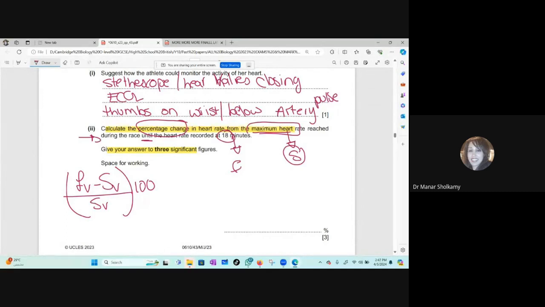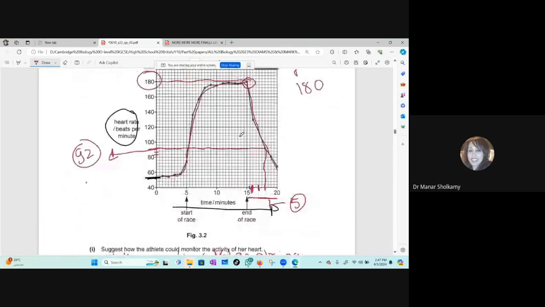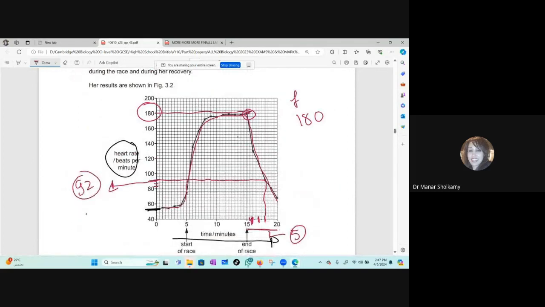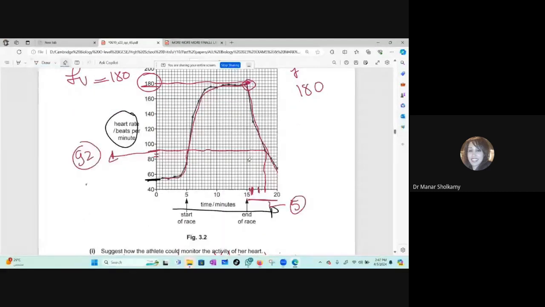So I will go to the graph and get this information. I want the maximum heart rate and the heart rate at 18 minutes. The maximum heart rate is here and it's easy. So the starting value is 180. Now, what is the heart rate at 18 minutes? The graph is not very easy. It's not clear, like every box is not 1 mark. You will go to the graph and you will find that you need to get 18 here.